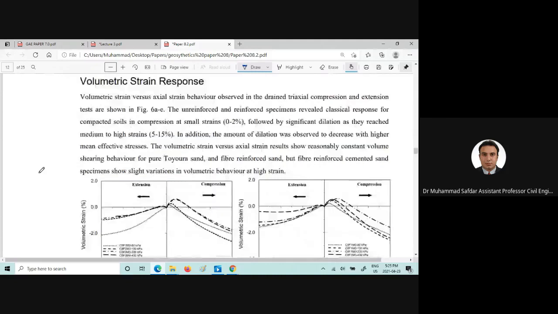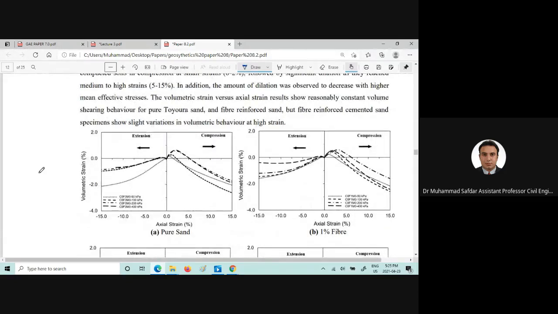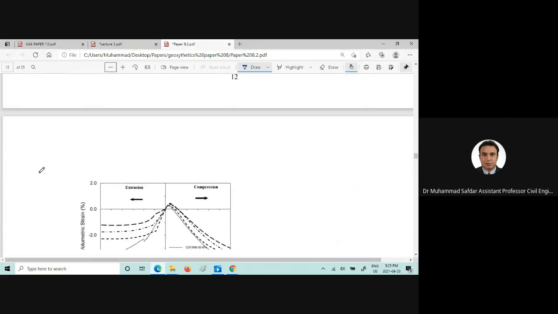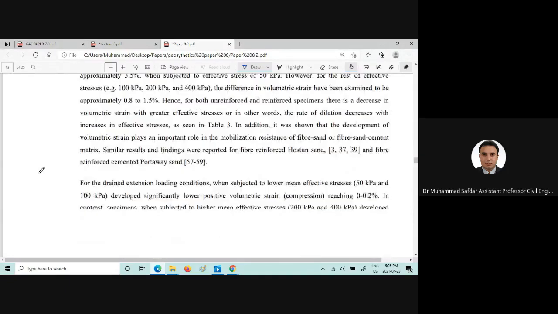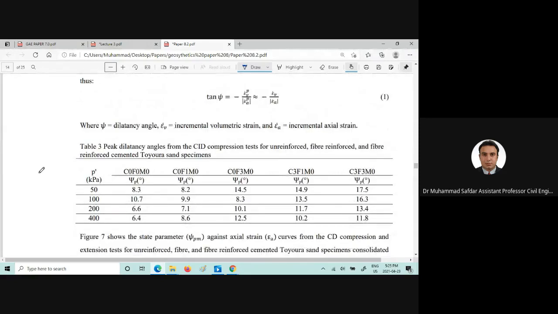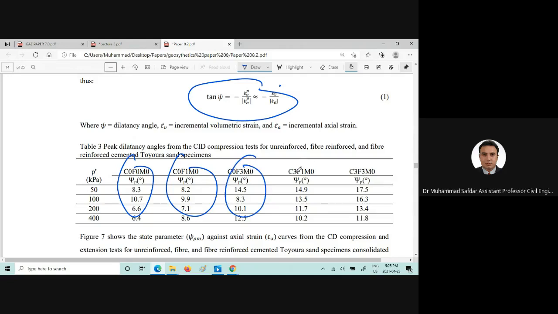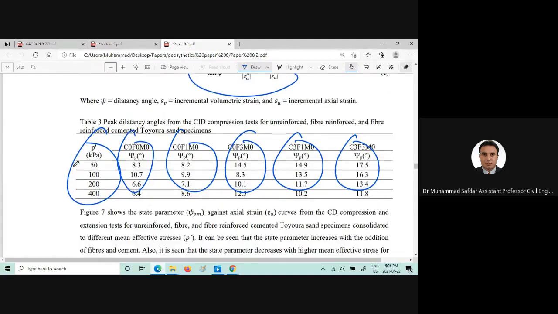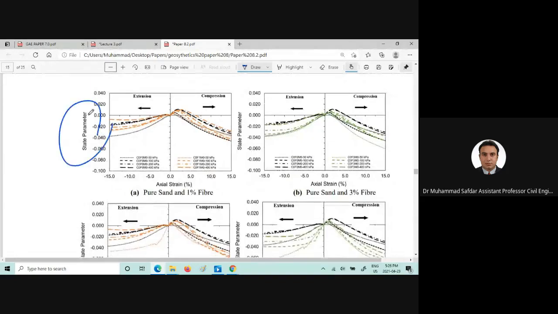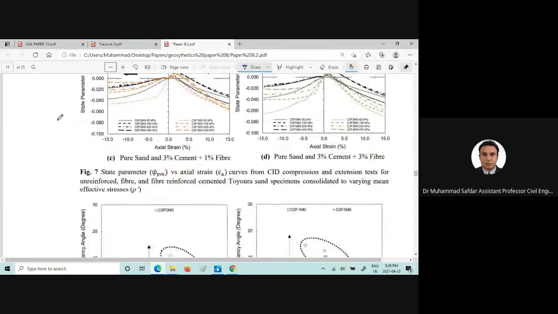So the volumetric strain response, the compression and the extension and the dilative behavior was plotted with different confining pressures, in the pure sand condition and in the fiber cemented sand conditions. That's how the saturation was done. How we can find out the dilatancy angles, for each and every one: for pure sands, for fiber reinforced sands, for fiber reinforced cemented sands at varying confining pressures. So the dilatancy angles were found out, and it was listed how the state parameter, and that is what we will discuss in the constitutive model, that is what the state parameter is.